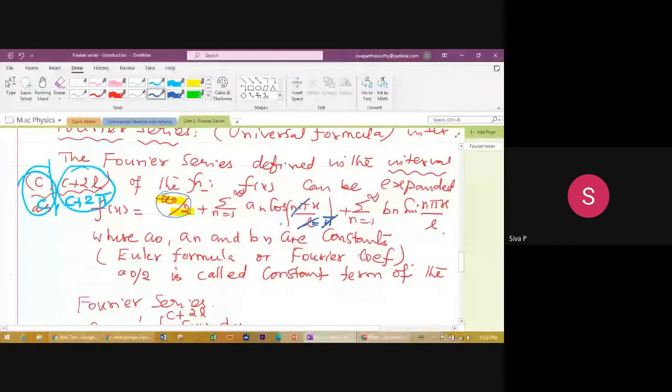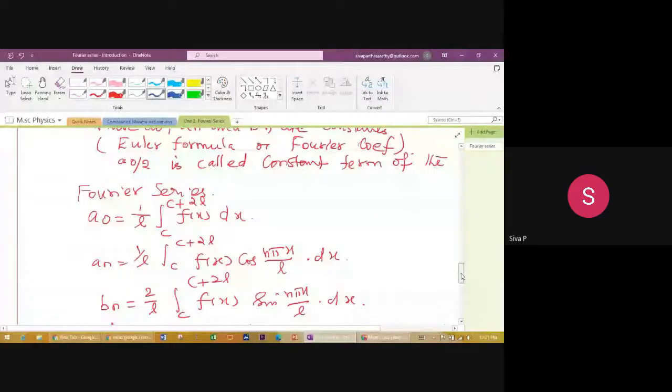Anybody is there? Yes, sir. What happened to this formula? cos nx. Then, in case you substitute L equal to pi here, what happened? Pi gets cancelled. Bn sin nx. Then what are the changes here?